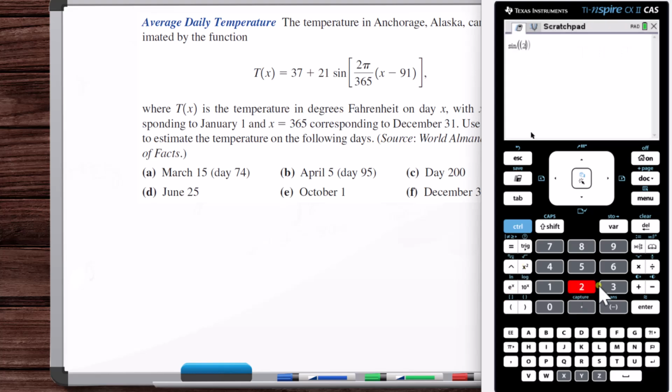We've got sine of, we're in radian mode, 2 pi over 365 times x minus 91. 21 times this, plus 37, and we're going to store this as an equation E. Okay, so we want to plug in E with x equal to day 74. So 30.9 degrees Fahrenheit.